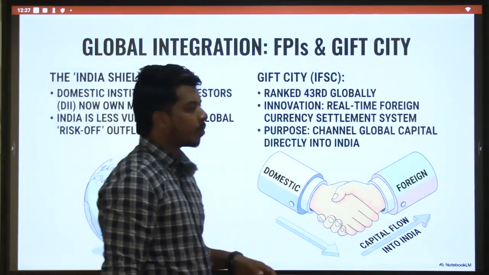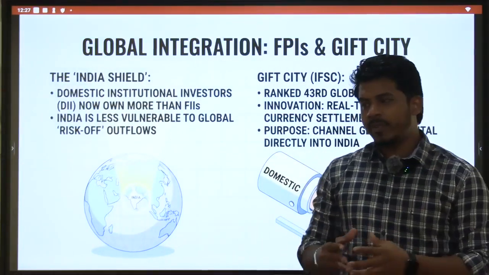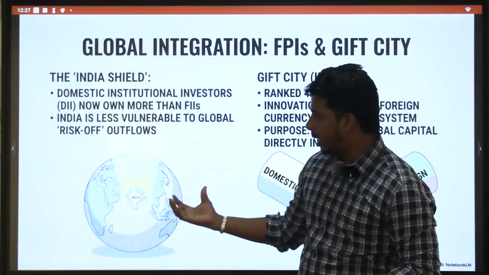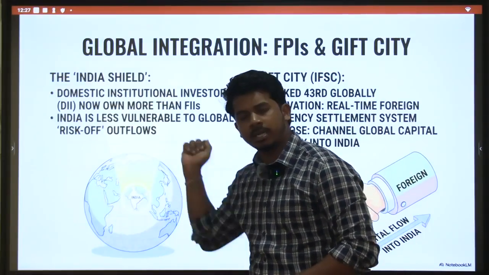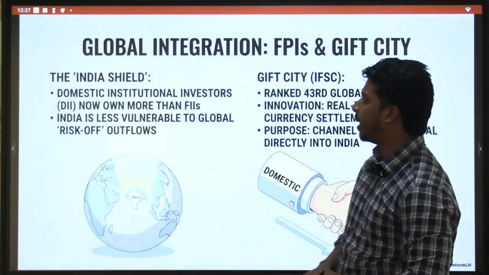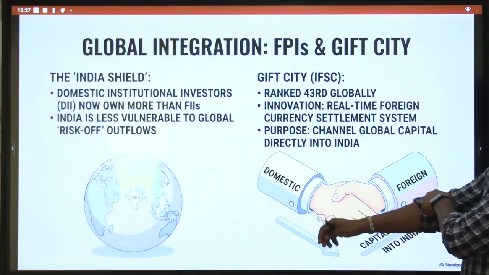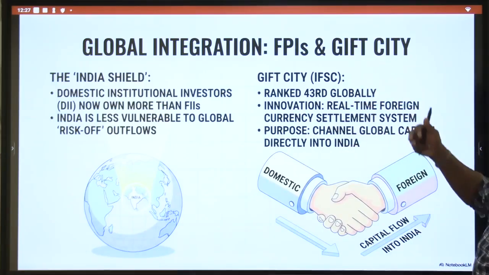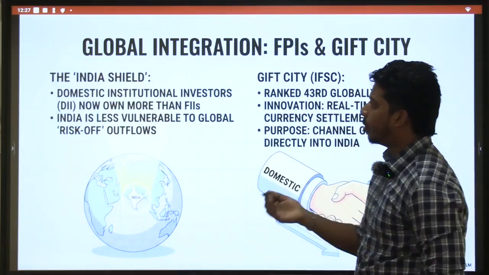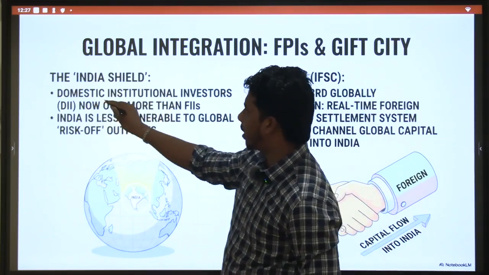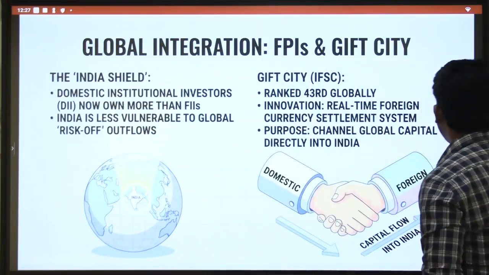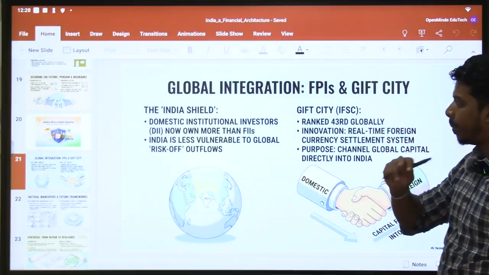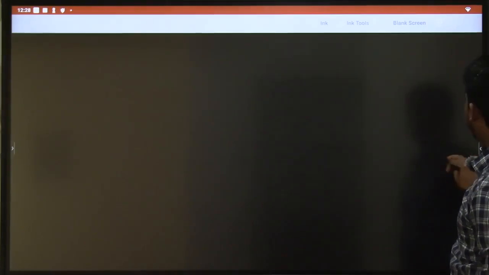Now we have seen our financial system. Now what about integration of our financial system with the rest of the world? For this integration, we need international financial service centers like GIFT City. We know domestic institutional investors are now more than foreign institutional investors. We have already seen this. So it is a good thing. Less dependence on other countries is a good thing.